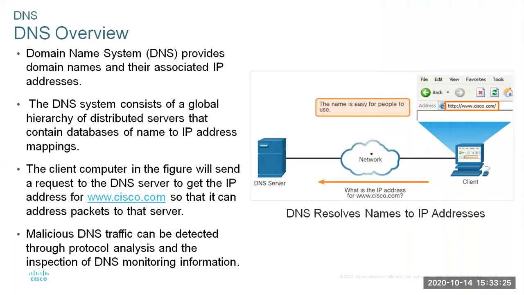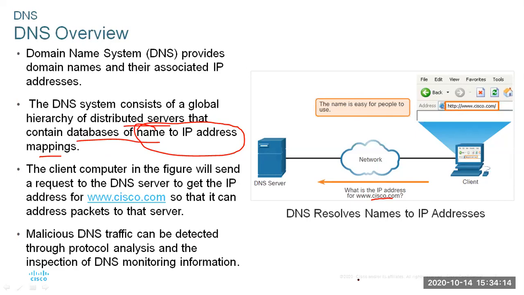Basically, DNS systems consist of a global hierarchy of distributed servers that contain a database of what? Look at this, name to IP address. It contains a database of name to what? To IP address mapping. That means it sees a particular name. Can you see this name, for instance, cisco.com? This cisco.com is a name, but it is mapped to an IP address. So the client computer will send the domain cisco.com, but in essence, there is an IP address mapped to it.